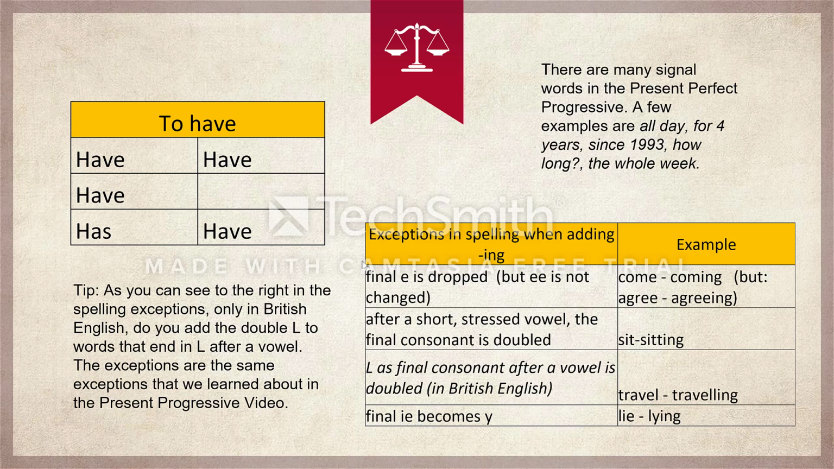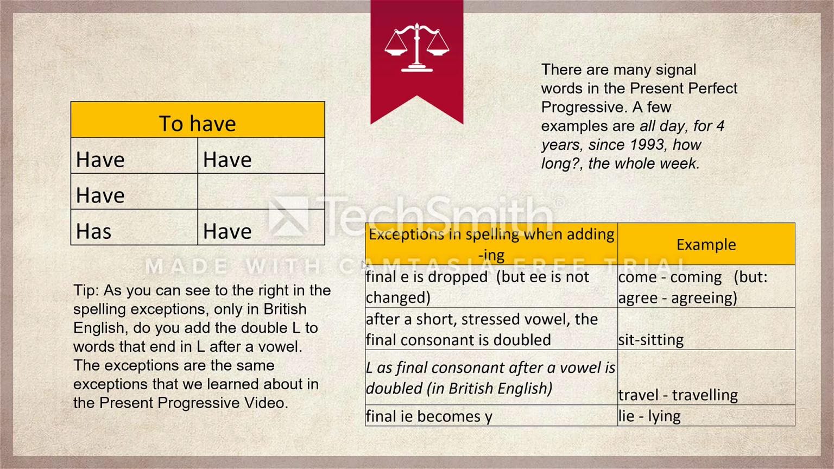And the final one is, if it ends in IE, the IE becomes a Y. So we have the word lie, and you take out the IE, add a Y, and then the ING, and you get lying. If we look at the tip off to the bottom left corner, it's just another reminder that the double L is only in British English. The exceptions are pretty much the same as the present progressive. So if you have any questions, or want to go back more in depth about these exceptions, you can look at the present progressive video.